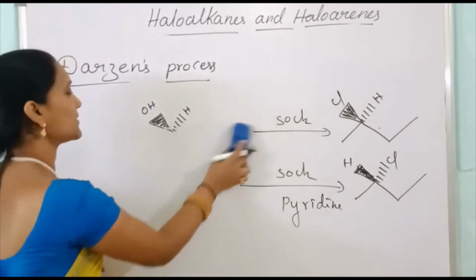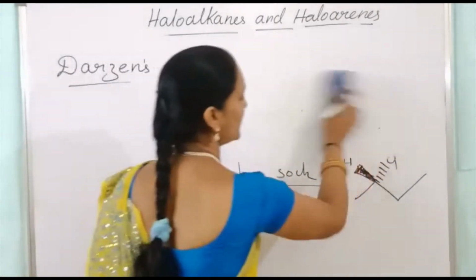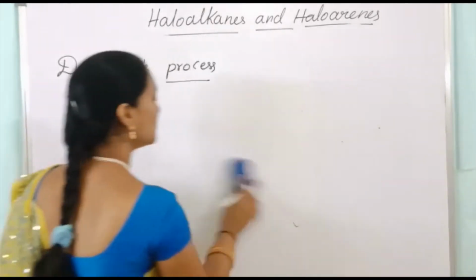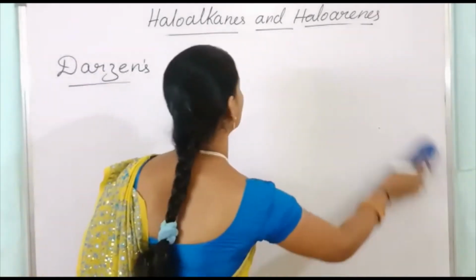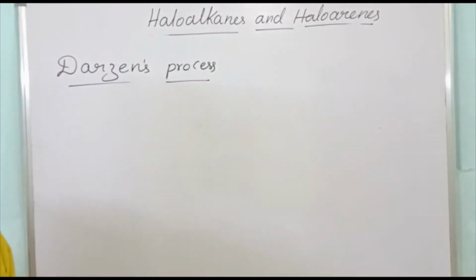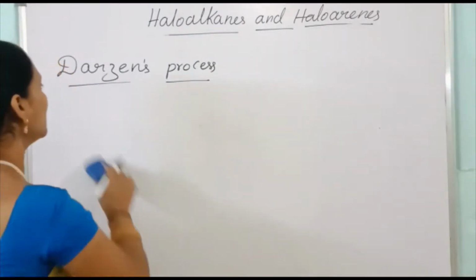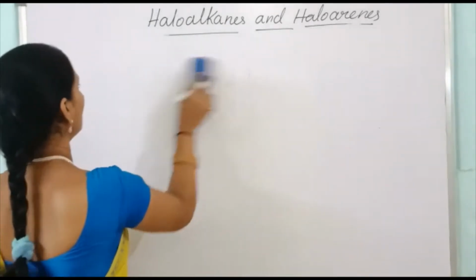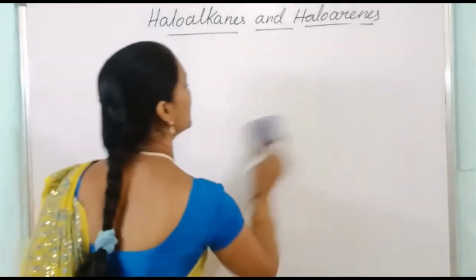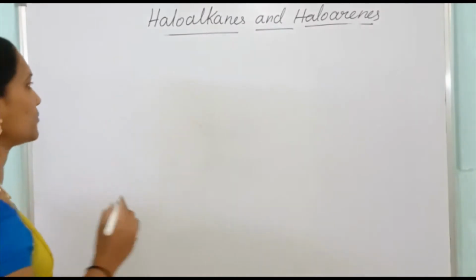So Darzens' process is the best one for the preparation of chlorides. Bromides we can also prepare, but SOI2 does not exist, so iodides we can't prepare. And next, for chlorides and bromides, one more method we can use.